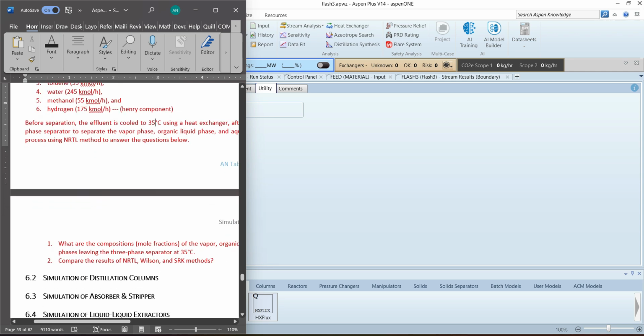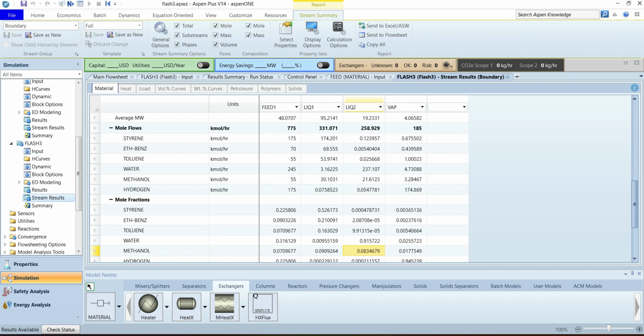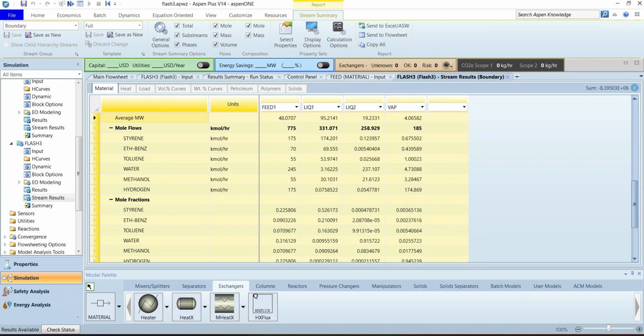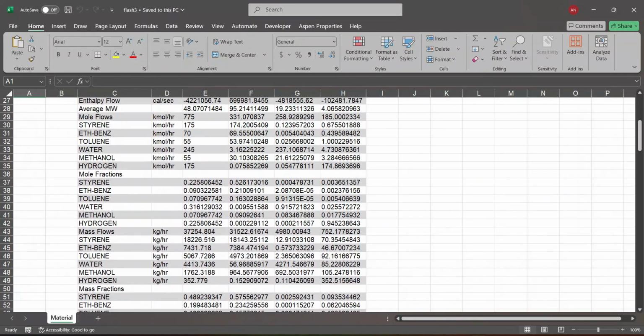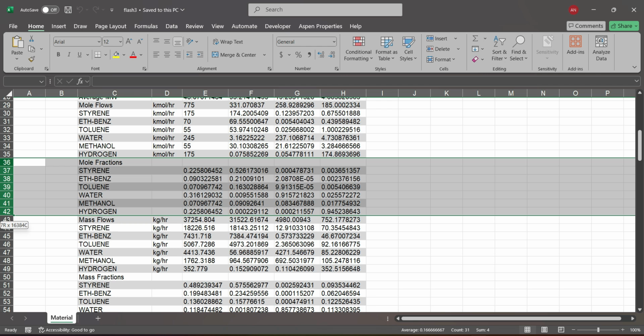Let's have a look at the second part of the case study. We were asked to compare the results of NRTL, Wilson and SRK methods. Let's first copy the results. We can send these results to the Excel sheet. We are interested in all the material streams, and we export the table to Excel. Let's open the Excel file so we can view the results. Particular results of interest are the mole fractions.